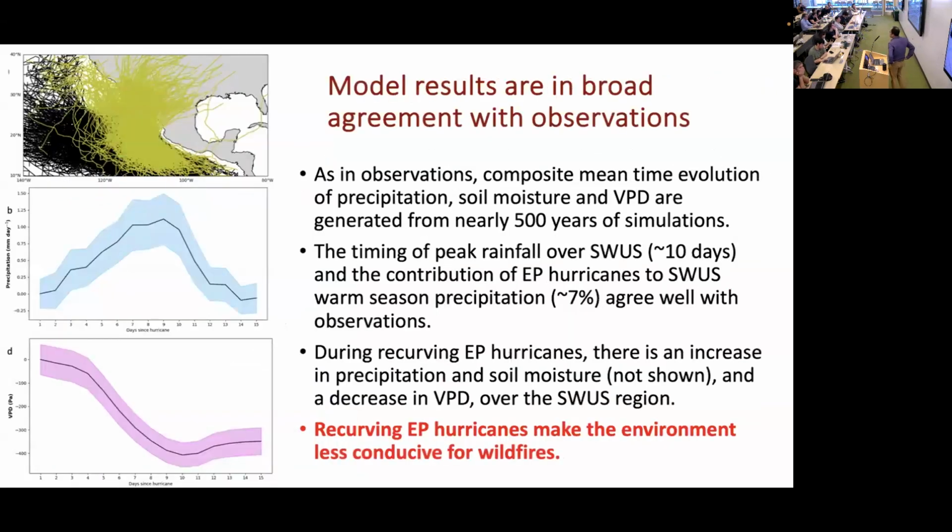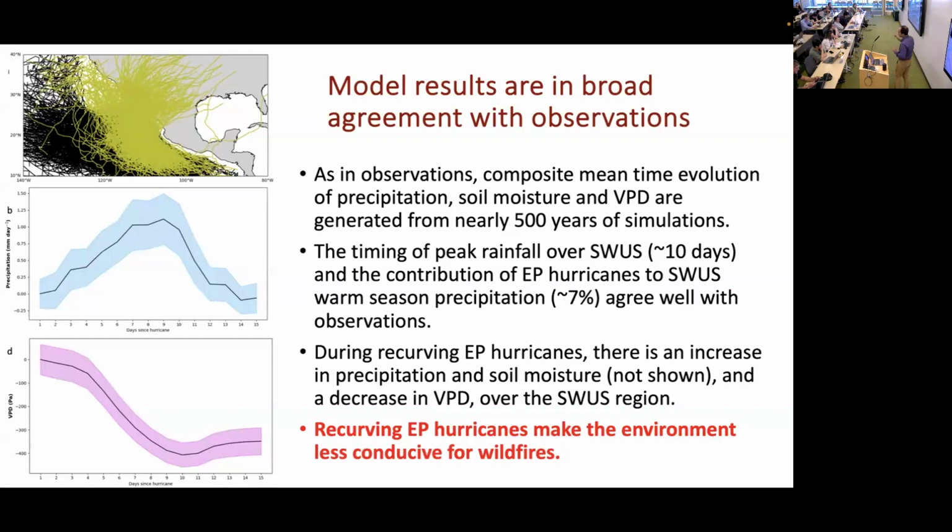So again, we do the same type of analysis with the model simulations. So we have the composite mean time evolution of precipitation and vapor pressure deficit. We also looked at soil moisture. And what you'll see is, again, consistent with observations. Whenever you have recurring Eastern Pacific hurricanes, you have an increase in precipitation, a reduction in vapor pressure deficit, and also an increase in soil moisture. And the model agrees really well with observations, both also in terms of the timing.